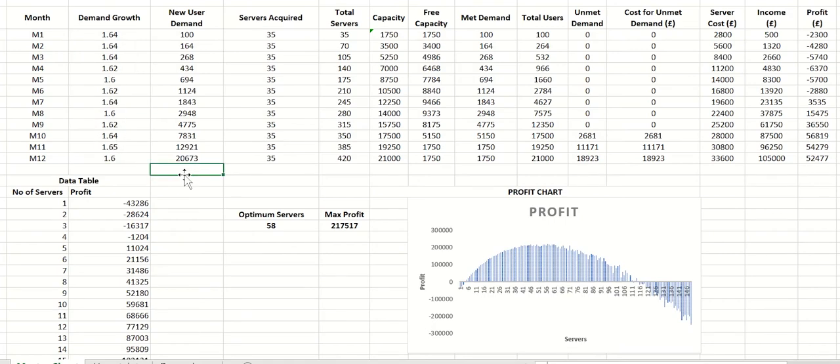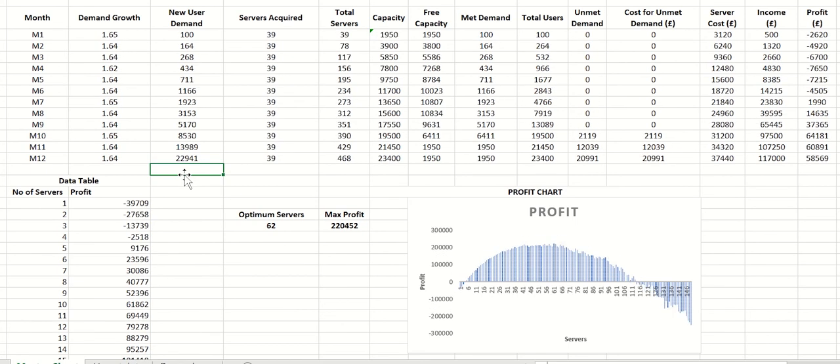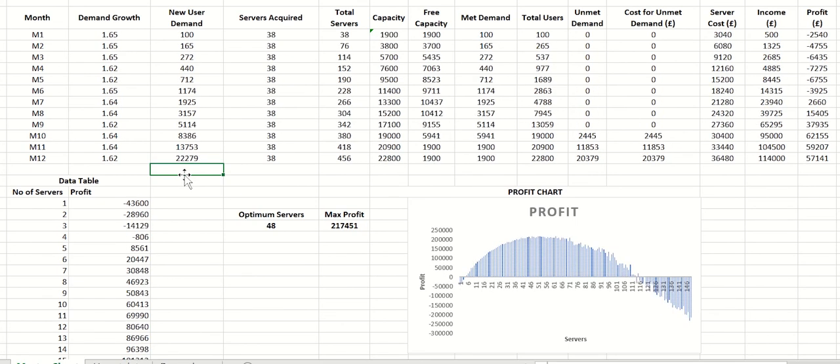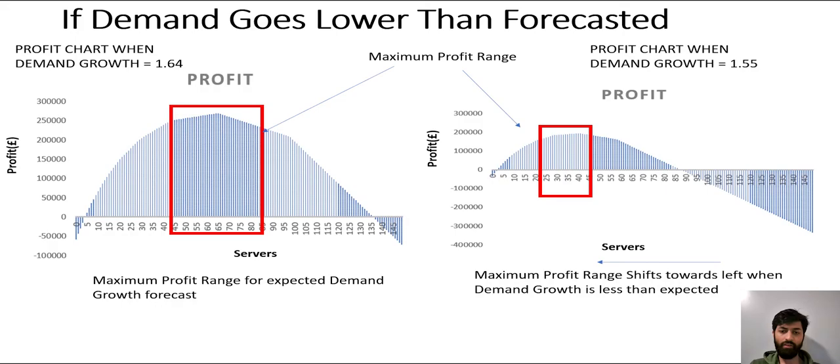Now let us consider the impact of demand uncertainty in a model. We can see that our scenarios and profit charts are not impacted much, but it is because our demand figures are very similar. But what if the demand goes higher or lower than forecasted figures?